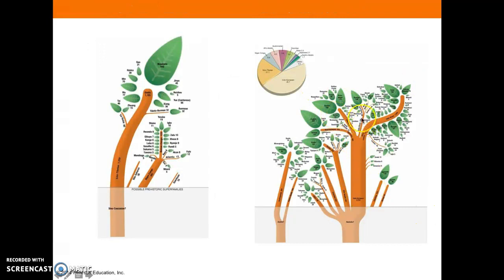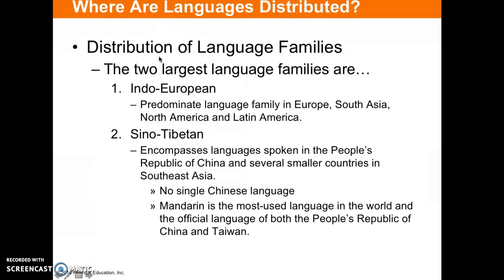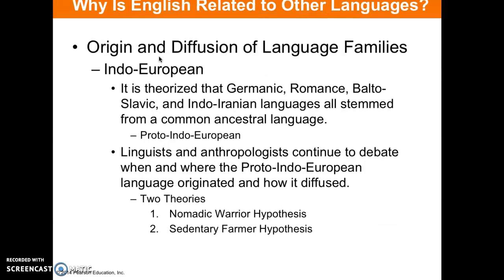So this here is the Indo-European that we did in class, and then this here is the Sino-Tibetan. So these are the 2 major language families. If you look for the distribution of these, the Indo-European is going to be the predominant language family in Europe, South Asia, North America, and Latin America. And the Sino-Tibetan will be throughout Southeast Asia, and really several languages spoken within the People's Republic of China, such as Mandarin.